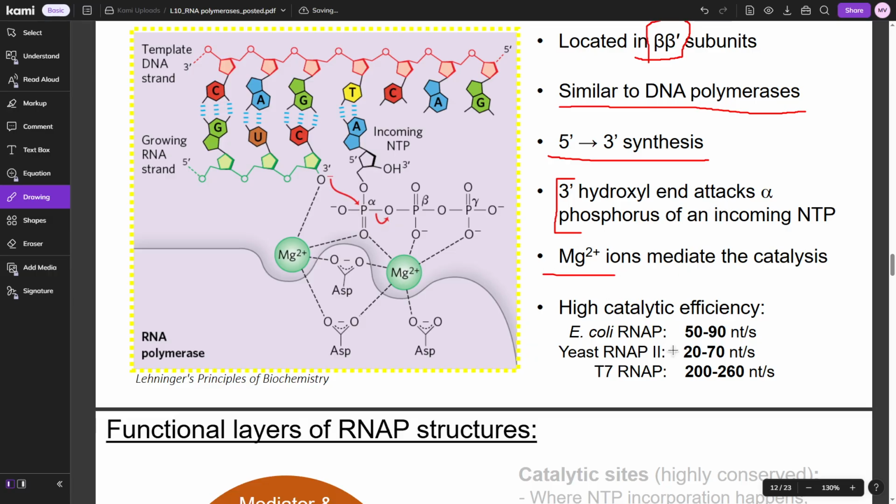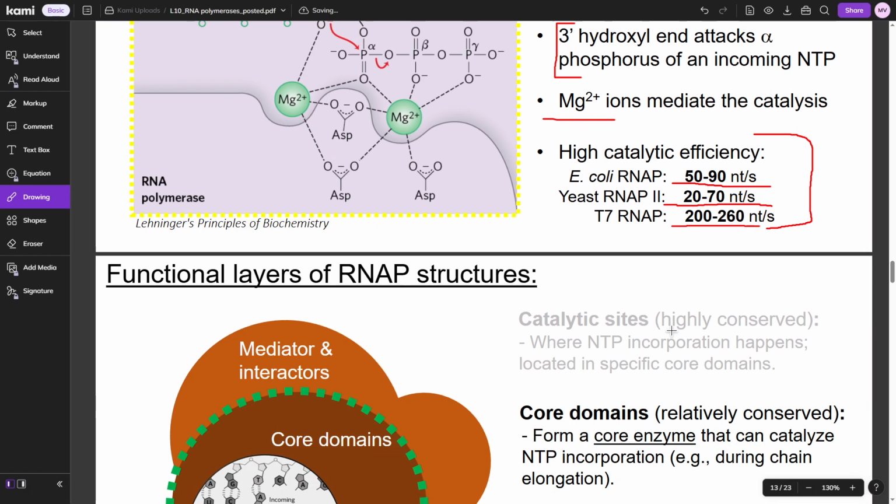We use magnesium ions to stabilize the negative charge, and they're very efficient, very fast. So in E. coli, 15 to 90, yeast, 20 to 70, and this T7 polymerase is a bit different, but this one's ridiculously fast at 200 to 260 nucleotides per second.